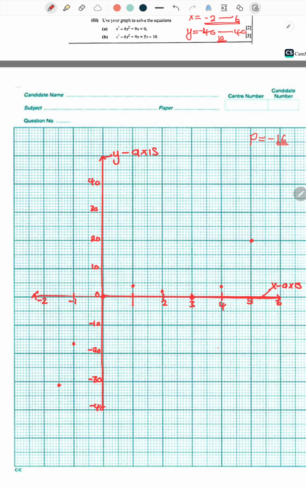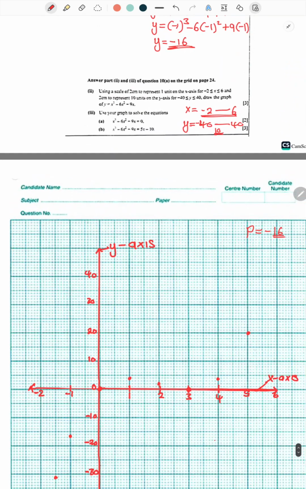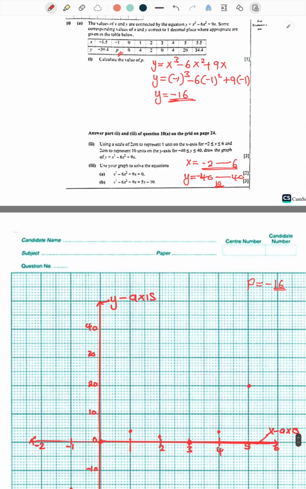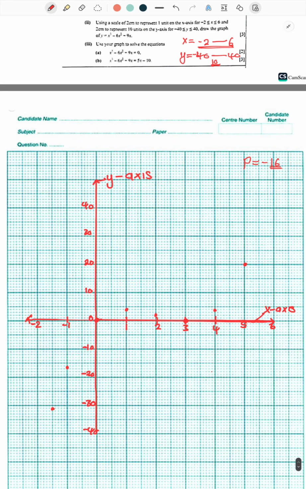Then the last one is going to be, let me check, 5.5 comma 34.4. So let's check. 5.5 is here. Then 34. We're going to go at 30. This is 30. 34 is somewhere here, in the middle.